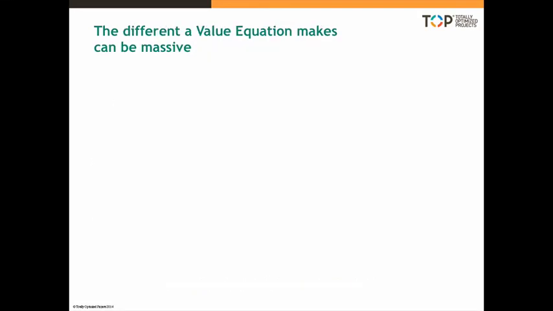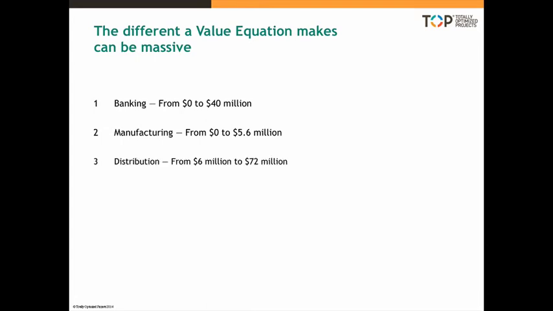The difference, let's quickly run through some examples. In banking, for a project that had no benefits, they could identify no benefits, we found 40 million using the value equation. In a manufacturing plant for a highly technical behind-the-scenes security project, again, they could find no benefits, we found 5.6 million. In a distribution company, they were struggling to find 6 million in benefits, it went up to 72 million. And retail, where they had $35 million in benefits, we stopped counting when we got to 100 million in benefits. All through using the value equation.